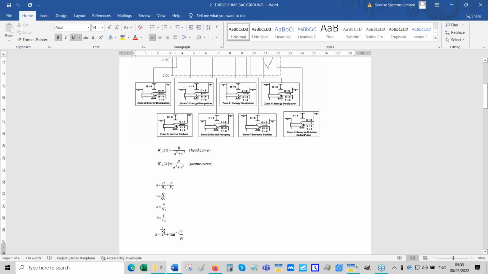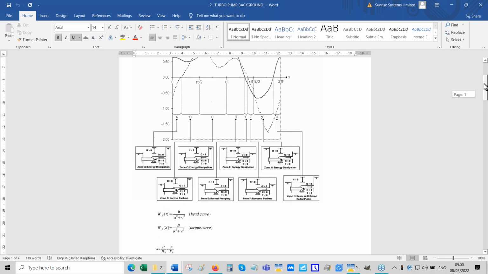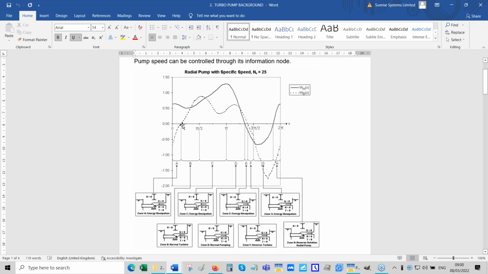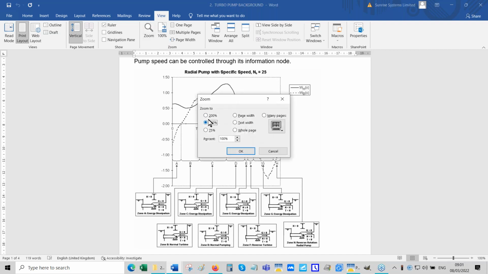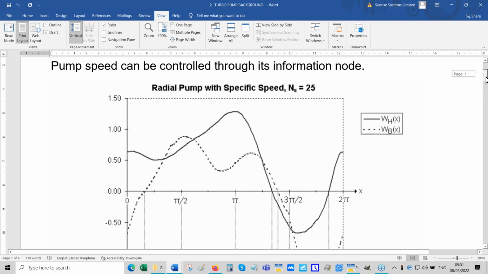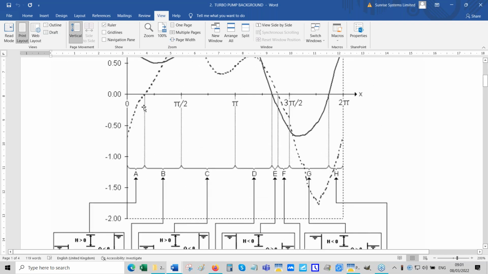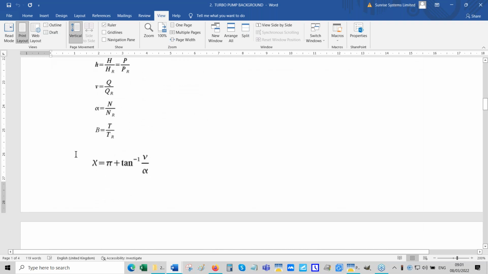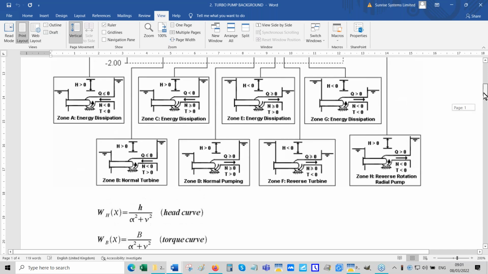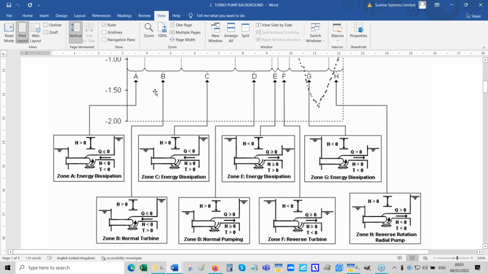And we can take the tan inverse; pi plus tan inverse of that is x. In the Suter curve, this is x. Let me zoom in. So that's x, and it goes from 0 to 2 pi. And these are all the cases.